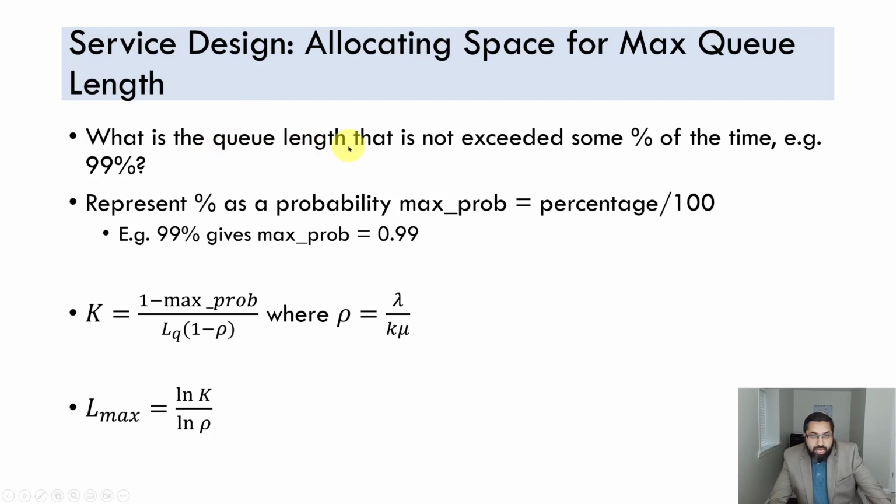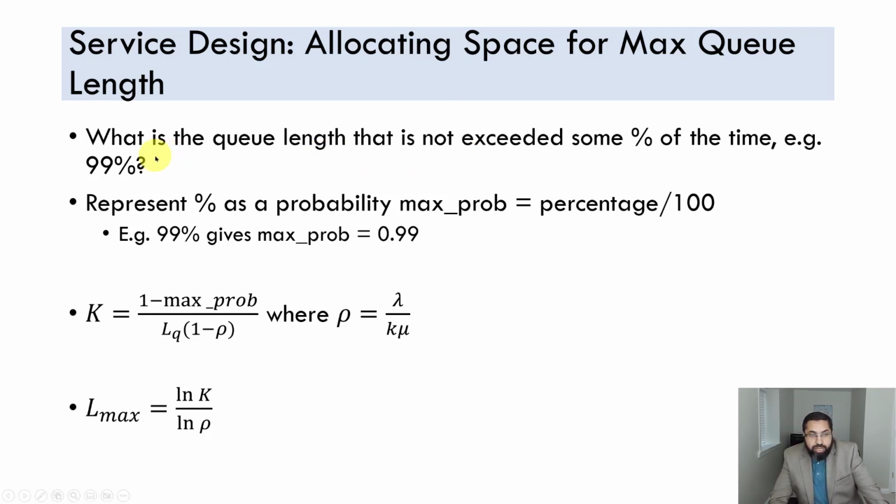We want to find the maximum queue length, which is sufficient for 95% of the time, or 98% of the time, or 99% of the time. So you pick some threshold and you say, what is the maximum queue length that will hold, that 98% of the time or 99% of the time my queue will be less than or equal to this maximum value.